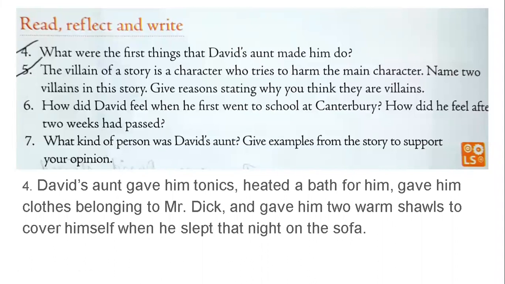David's aunt gave him tonics, heated a bath for him, gave him clothes belonging to Mr. Dick, and gave him 2 warm shawls to cover himself when he slept that night on the sofa.